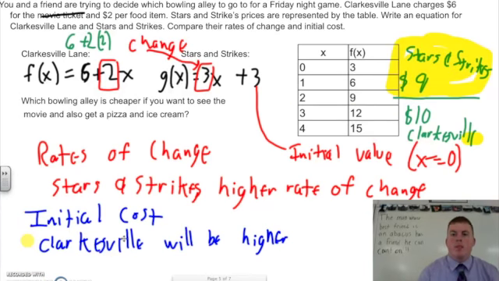One final thing to point out, just because Clarksville Lane was more expensive in this particular case and Stars and Strikes was cheaper, because they have different rates of change and different initial costs, that will change depending on the number of food items you purchase. So eventually there's probably going to be a point where they switch as to which is cheaper and which is more expensive. That's why it's always important to take into consideration all the factors and not just assume that since it's cheaper in one case that it's necessarily cheaper in the other.